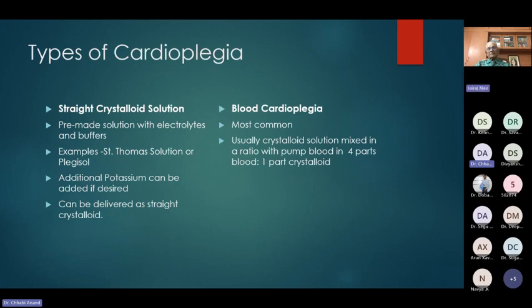Types of cardioplegia: straight crystalloid solution and blood cardioplegia. Crystalloid is a pre-made solution with electrolytes and buffer, for example St. Thomas solution or Plegisol. Additional potassium can be added if desired. It can be delivered as straight crystalloid. Blood cardioplegia is more common, usually crystalloid solution mixed in a ratio with pump blood, in four parts blood and one part crystalloid.